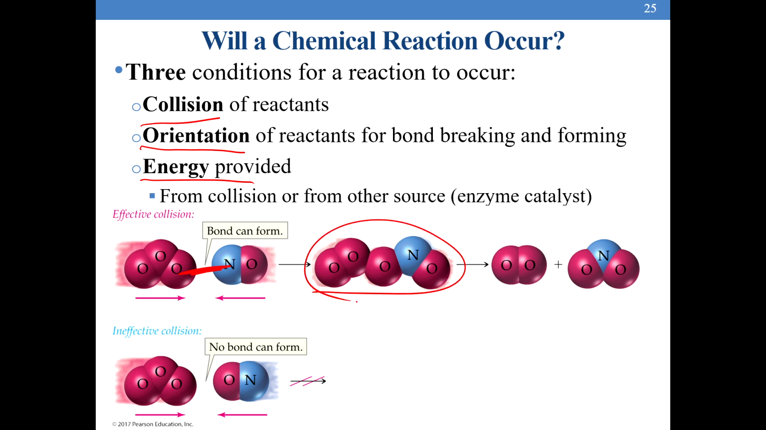We have an intermediate that's probably a very high energy. That would be like the top of the hill on that reaction coordinate. And then we break up into the appropriate products, okay? If the orientation's wrong, like here where the oxygen is facing the other oxygen, then no bond can form, the collision is ineffective, and that doesn't occur, okay?